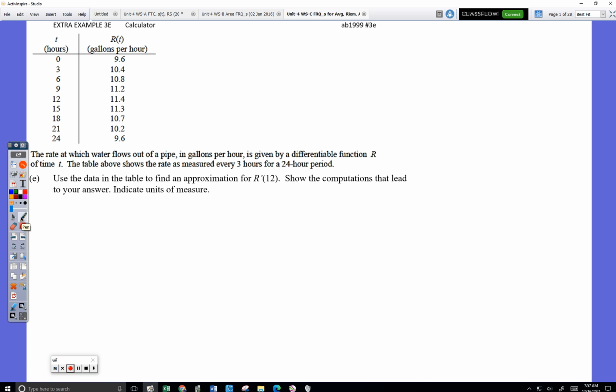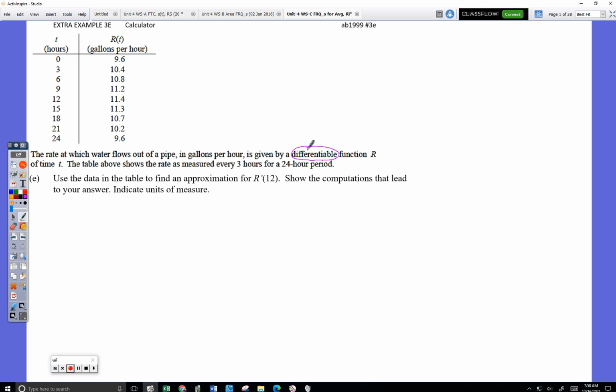Something to remind you. Right here, that's the clue that is given on many, many AP problems. And I usually take note of the clue, but I don't focus on the clue. I just remind myself that it's there in case I need it. I often don't ever use it. The table above shows the rate as measured every 3 hours. Use data in the table to find an approximation for R prime of 12.